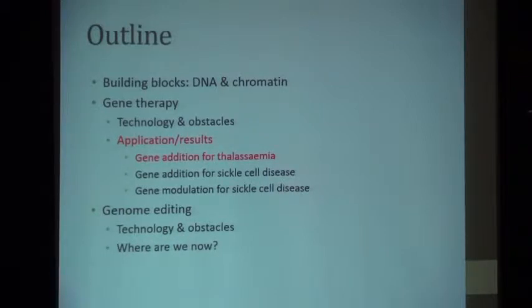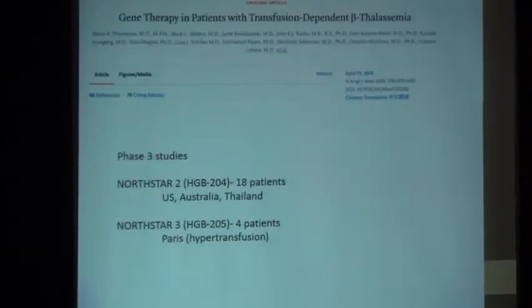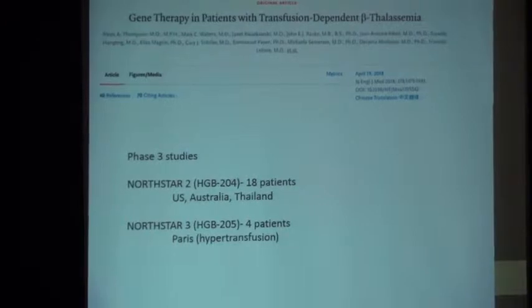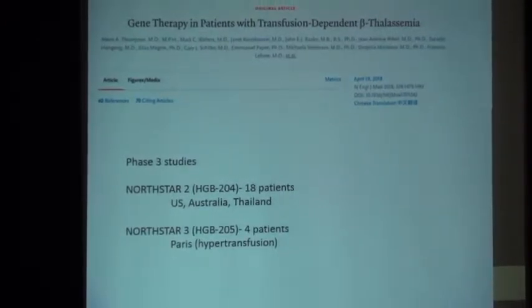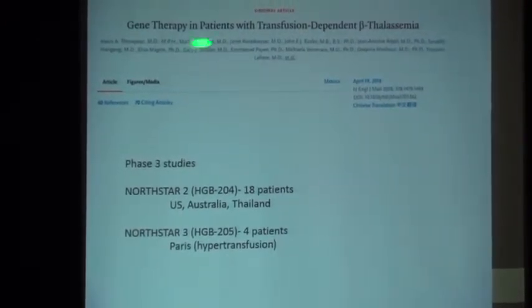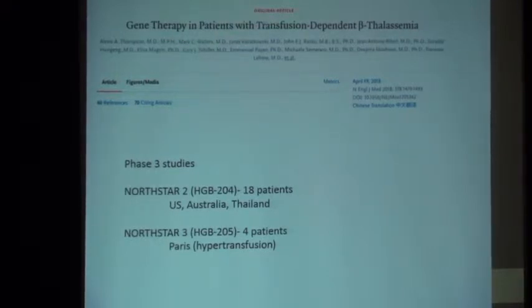So what about gene addition for beta thalassemia? There have been several of these studies reported. Those of you who went to ASH will have heard about this, and it's also been published in the New England Journal of Medicine. This is gene therapy in patients with transfusion-dependent beta thalassemia, and it's the results of 2 phase 3 studies, the North Star 2 and the North Star 3 studies. The North Star 2 study had 18 patients and was run in the US, in Australia, and in Thailand. The North Star 3 study had 4 patients and was run in Paris.